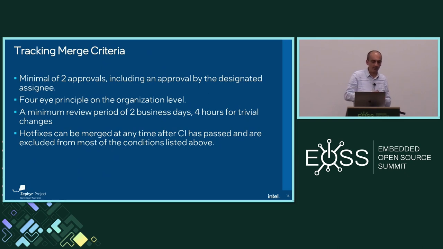So this is part of our guidelines and documentation, that we have some criteria defined for merging a pull request. For example, it needs to have a minimum of 2 approvals, including an approval by the designated assignee. That means the maintainer of the area that is being changed. We have the 4 I's principle on the organization level. That means if the submitter, the reviewers, the assignee are from the same company or organization, the merger needs to be from a different organization.